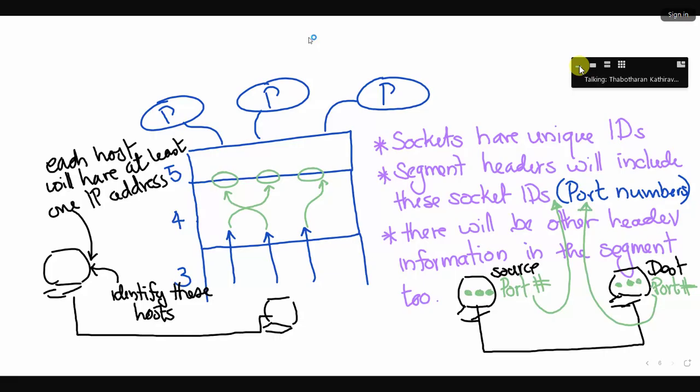And we saw these well-known port numbers, 1024 and everything. So the transport layer also does this multiplexing and demultiplexing. These are also services provided by the transport layer.